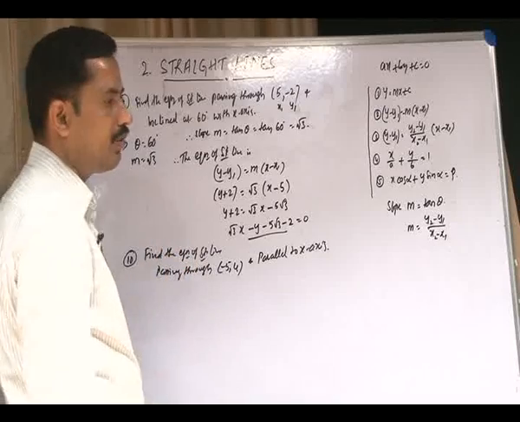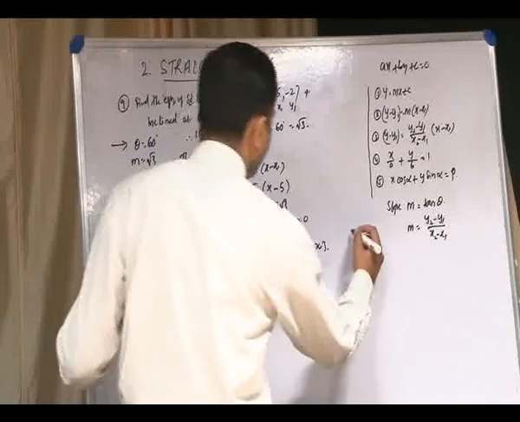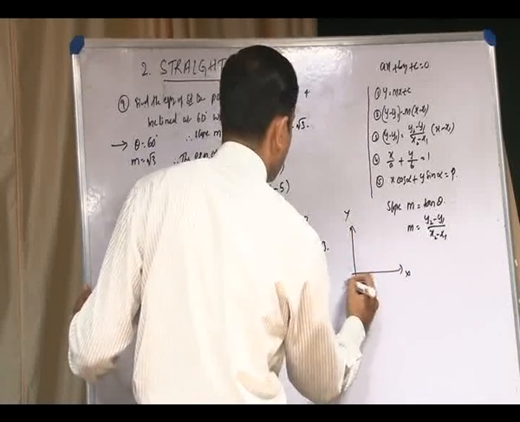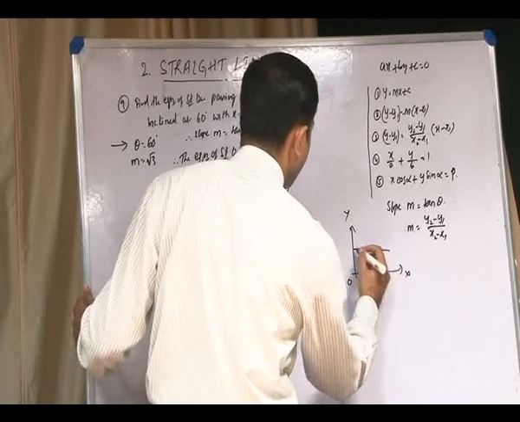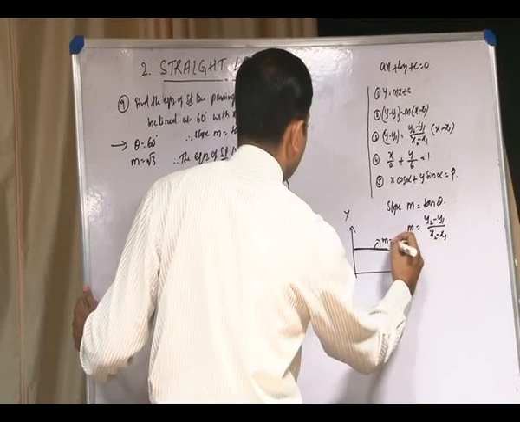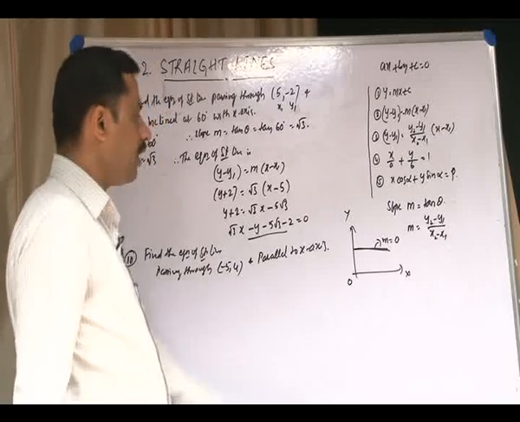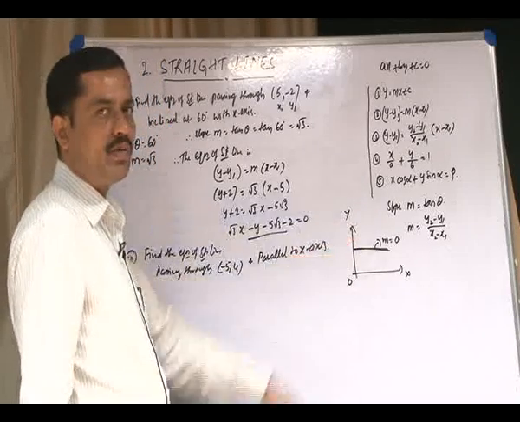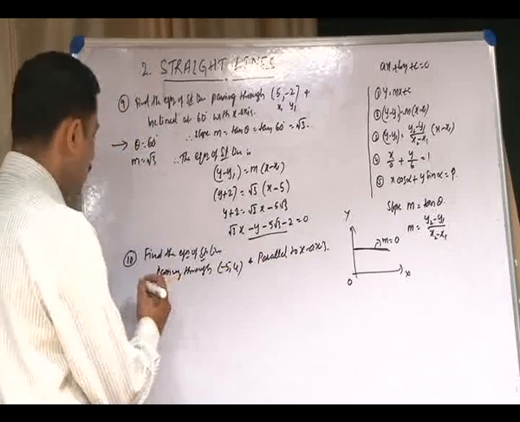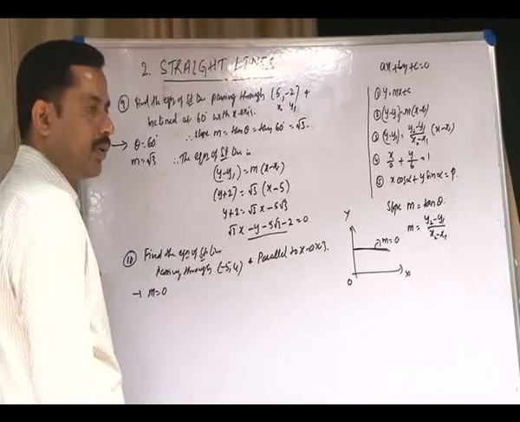So we know that if the straight line is parallel to x axis, then the slope of that line is 0. Whichever straight line is parallel to x axis, always the slope of the straight line is 0. Here it is given that the straight line is parallel to x axis, so the slope m is equal to 0.